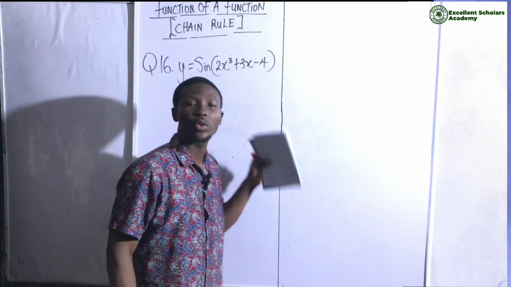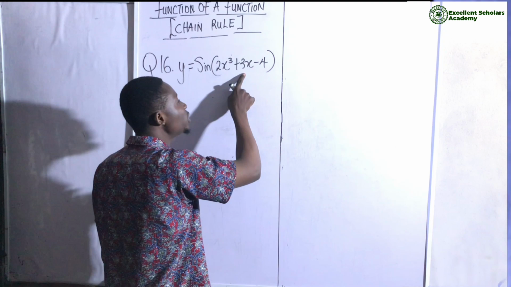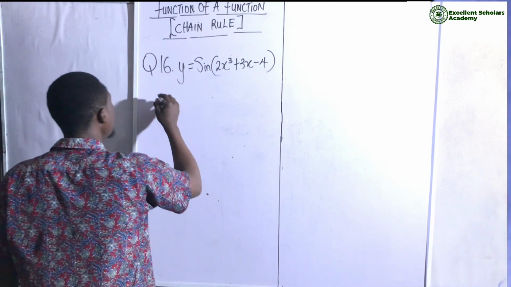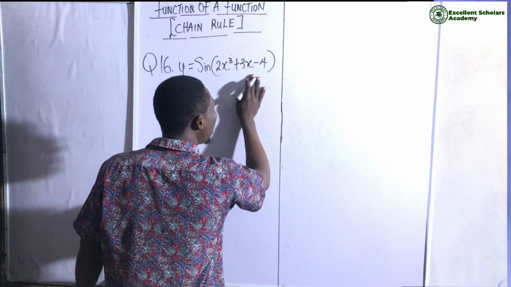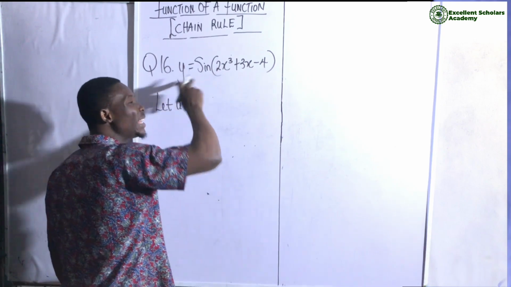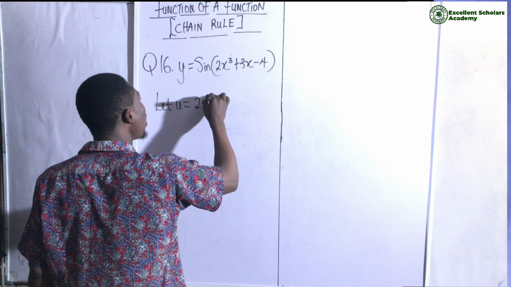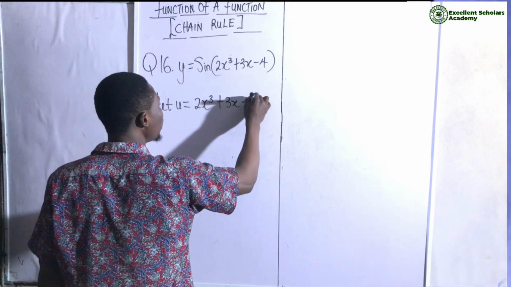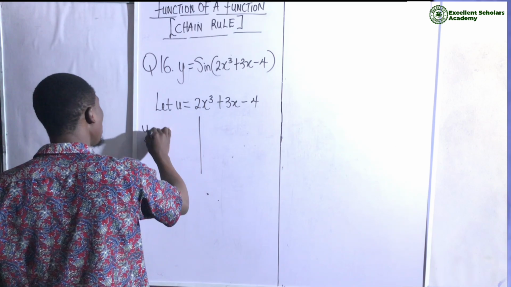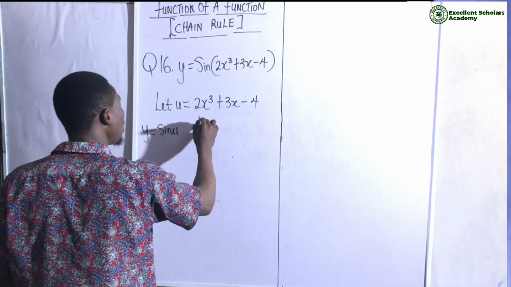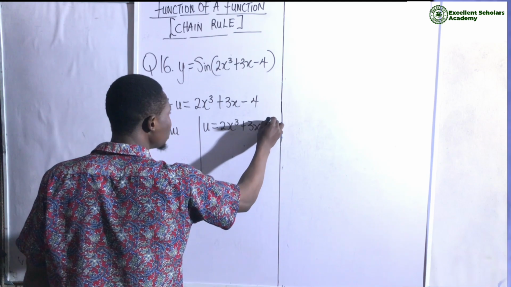Now, this is the next question we're going to solve. y equals sine of (2x to the power of 3 plus 3x minus 4). Now, you say let u be equal to this, a polynomial function inside a trigonometric function. So u equals 2x to the power of 3 plus 3x minus 4. So now you have y equal to sine u, and u equal to 2x to the power of 3 plus 3x minus 4.